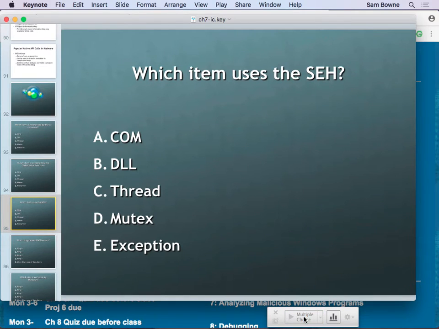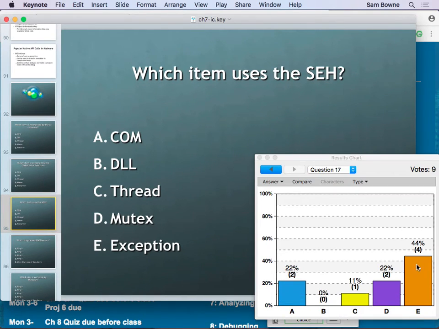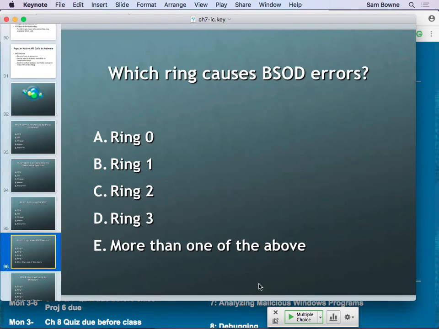All right, so this is exceptions. That's the structured exception handler. That's what it stands for. All right, and you'll get used to playing with it. In the exploit development class, we'll be making attacks with it. You'll see it here too. All right, what ring causes the blue screen of death?